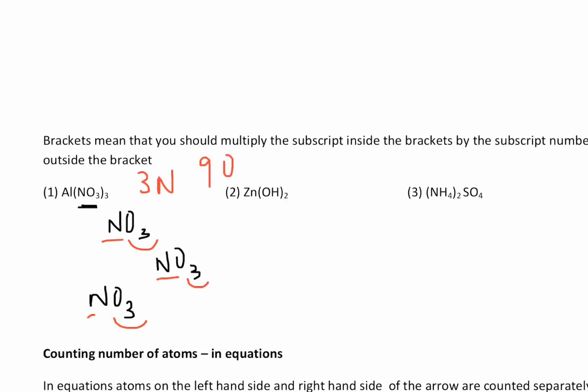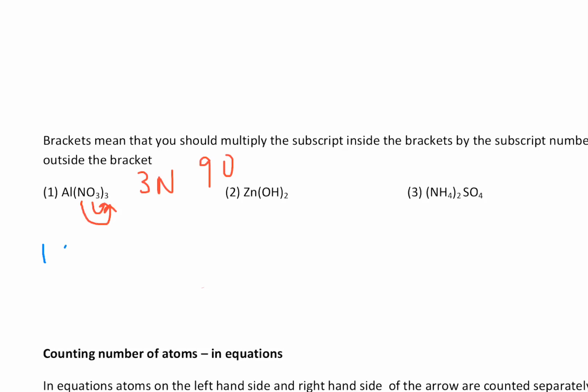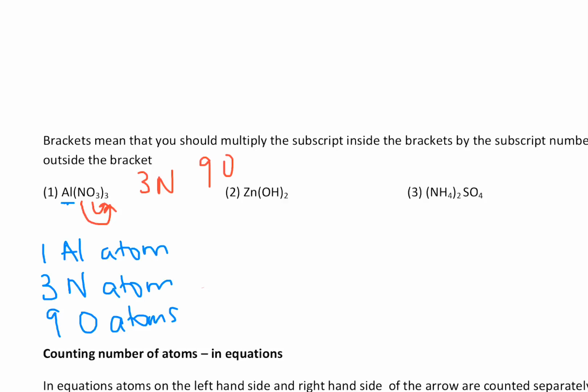So whenever you have brackets, it means that you need to multiply the numbers by the number outside the bracket, which means that when you're counting, you're going to have 1 Al, because there's nothing attached to the Al, and there's 3 nitrogen, so 1 nitrogen inside, 1 times 3 gives me 3, and then 3 oxygen times 3, so that gives me 9 oxygen atoms. So in that compound, these are the atoms present.